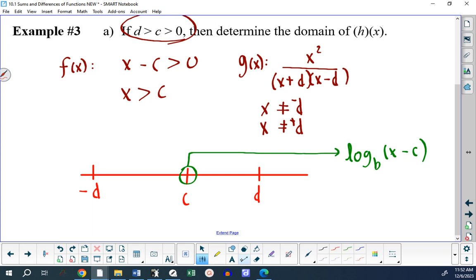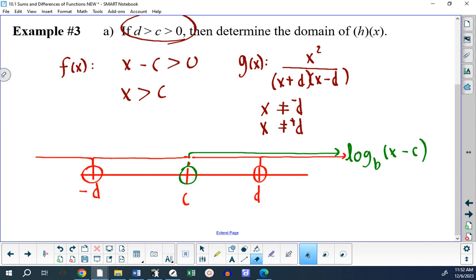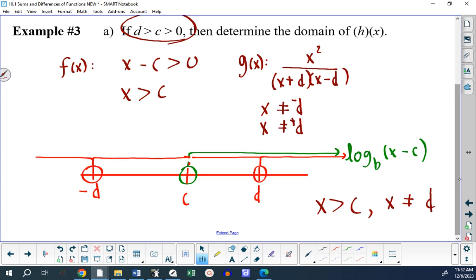And I don't know that you need to draw this. The rational function has this for the domain. It has every number except for d or negative d. So where do they overlap? Well, obviously x must be bigger than c, because that's where they're common, but x cannot equal d. Because if it is, even though the logarithmic function is defined at that point, the rational function is not.